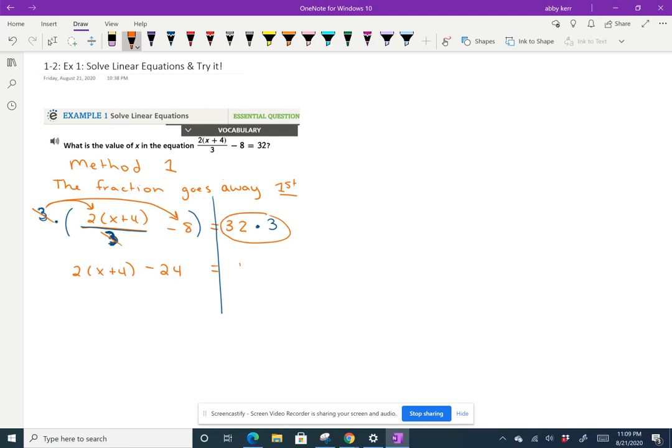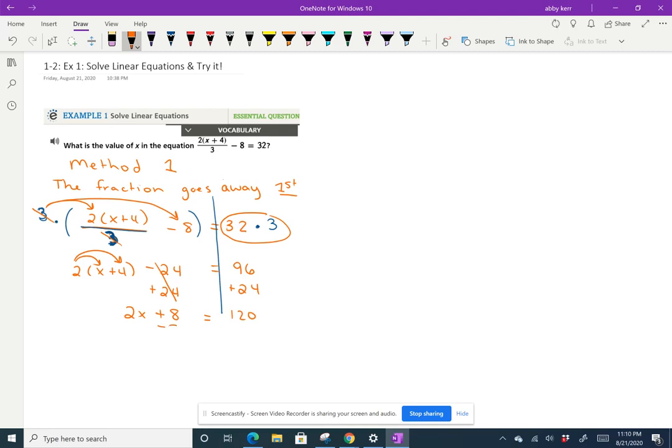32 times 3 is 96. And now you can add 24 to both sides, because the opposite of minusing is adding. So that goes away. 96 plus 24 is 120. Now you can actually distribute this 2 as well. 2 times x is 2x. 2 times 4 is a positive 8.